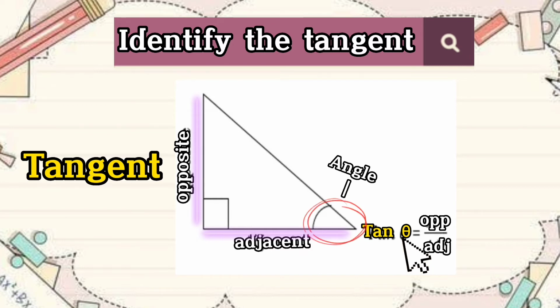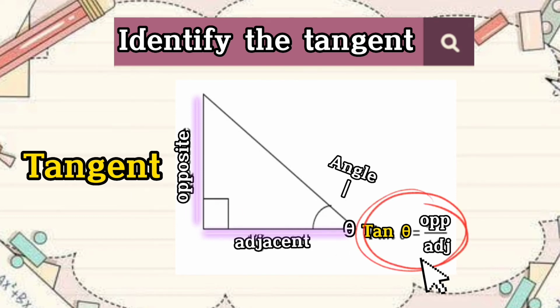Again, this is our angle. Therefore, this is also our theta. And this side is the opposite side of our theta. Look at it. And this side is the adjacent or base in our theta because it is in between our theta and the right angle. Again, the formula for getting tangent is tangent theta is equal to opposite over adjacent.